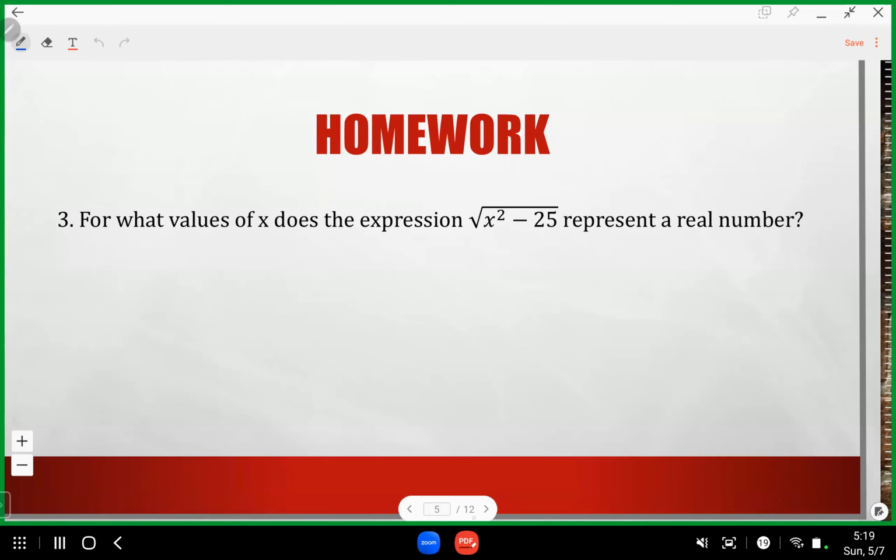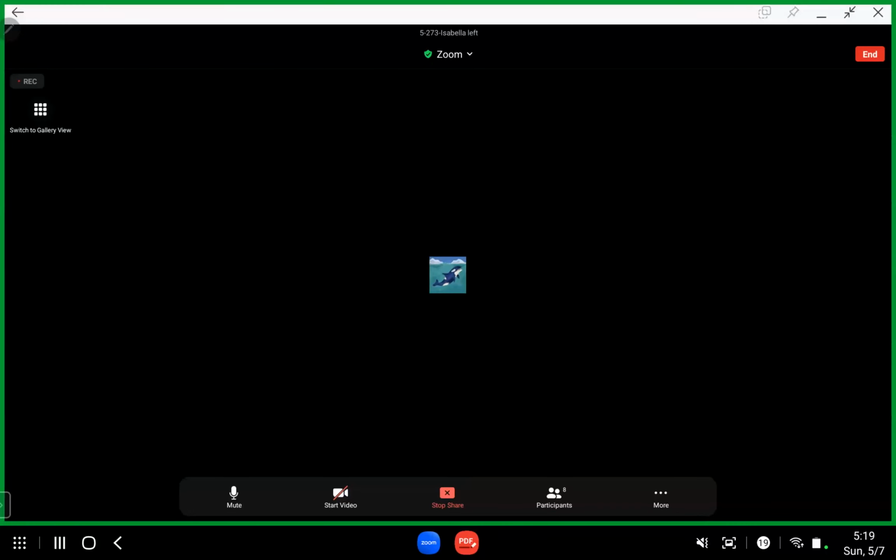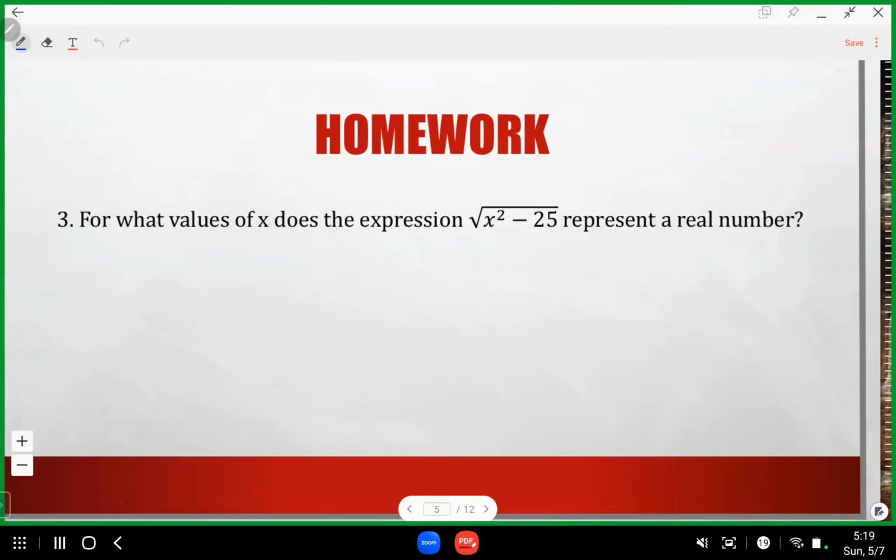All right, so let's go over this one. We have x squared minus 25. So when does that represent a real number? That is when it is greater than or equal to 0, because as you know, we cannot take the square root of a negative number. So we have x squared minus 25 is greater than or equal to 0.